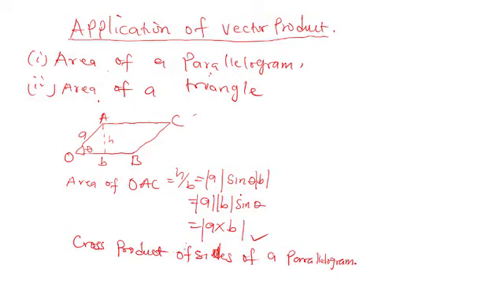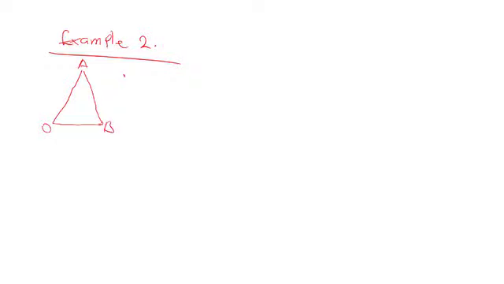Now let's do that of a triangle. We call that example 2. Area of a triangle. But first, let's get the shape of our triangle. If this is our triangle, we call this point A, call this point O, B, the same distance.